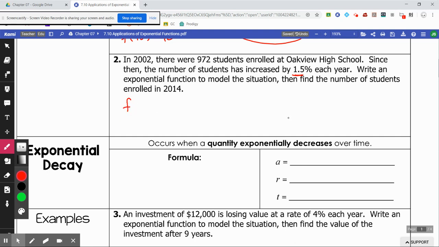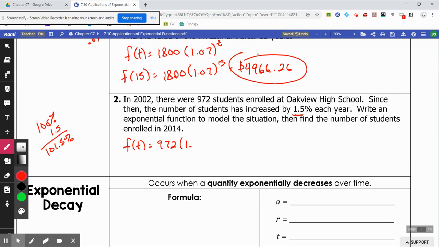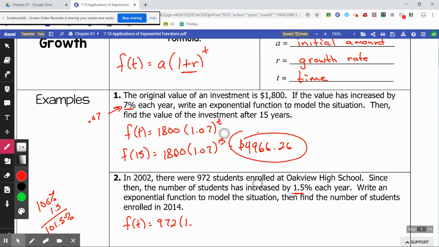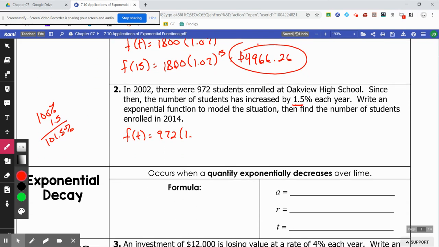So our function is going to be, we're going to start with 972 students, and we're growing at a rate of 1.5%. So it is now 100. If you take the 100% or 1 and add that 1.5 to it, we're now at 101.5% each year of what we were before. So again, anytime you plug a percent into a formula, you always change it to decimal form. So when we do 1 plus r, we're doing 1 plus 0.015, which is now this, raised to the t power.